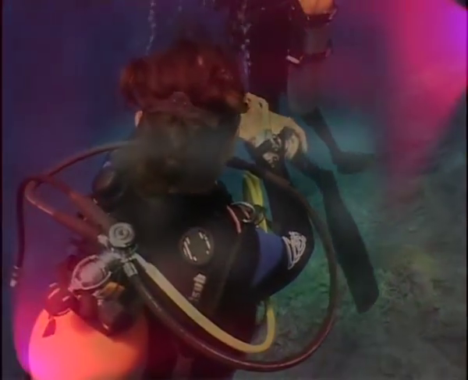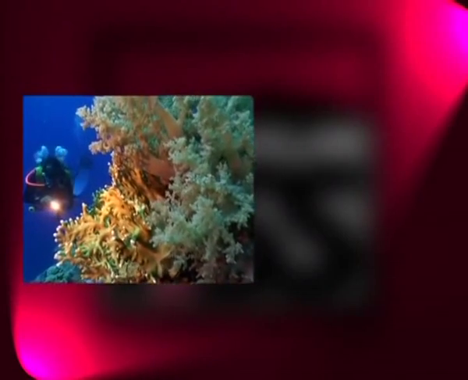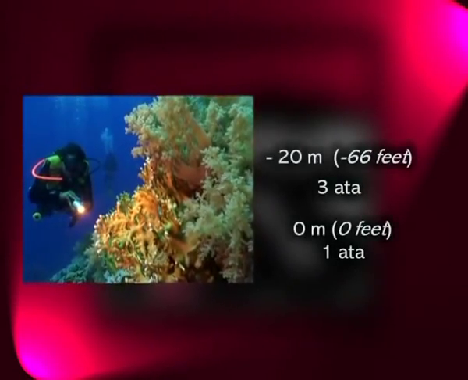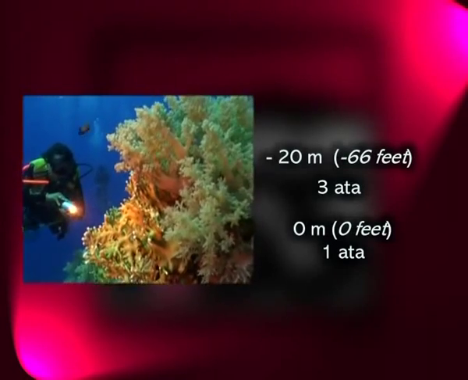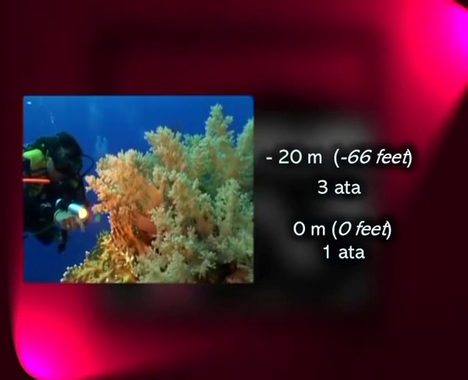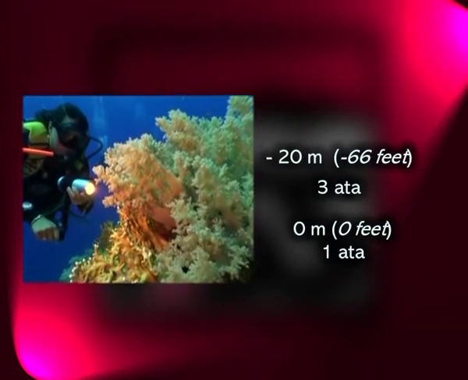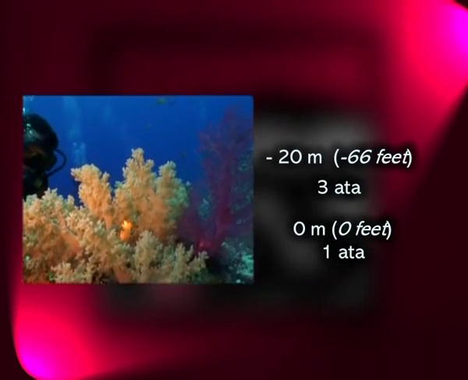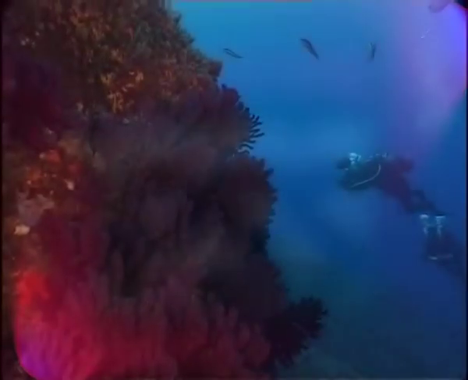For example, let's imagine that our 6 bar, 90 psi a minute was calculated at a depth of 20 meters, 66 feet. The absolute pressure at this depth is 3 atmospheres. The surface air consumption rate is therefore 2 bar, 30 psi a minute: 6 bar a minute divided by 3, or 90 psi divided by 3.